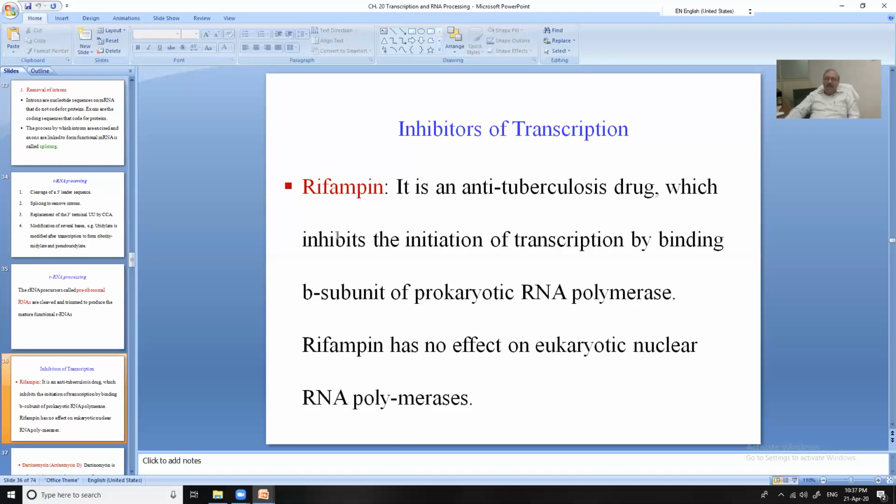So this rifampin is stopping the bacteria, and how? By inactivating its RNA polymerase. It is binding on the beta subunit. You know, alpha, beta, beta prime, they are all the subunits. So rifampicin or rifampin binds on the beta subunit, and it is acting as the antibiotic.